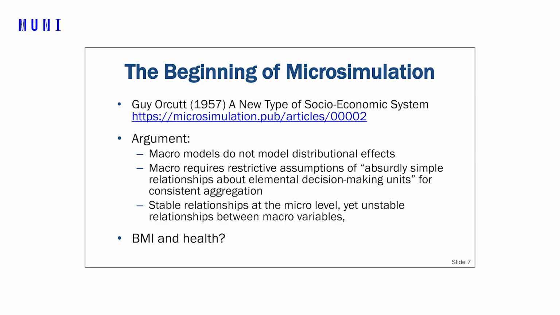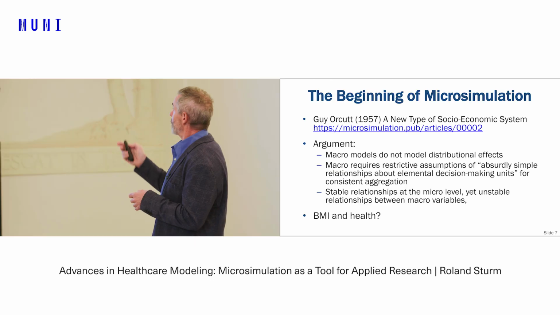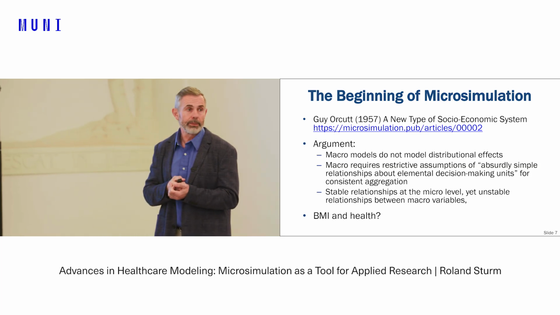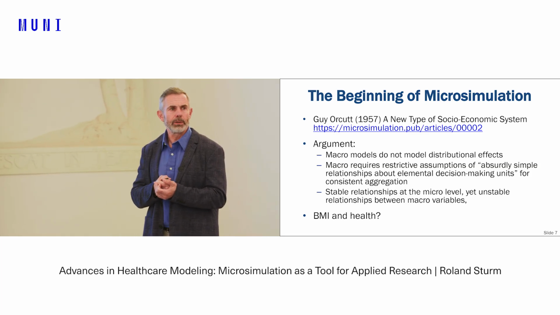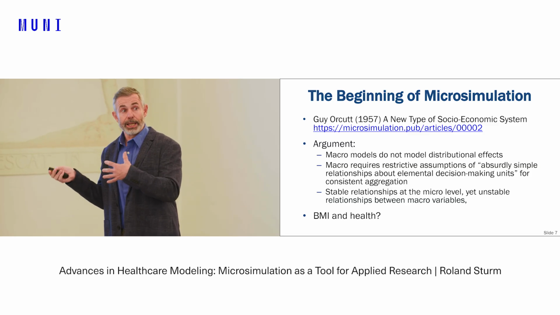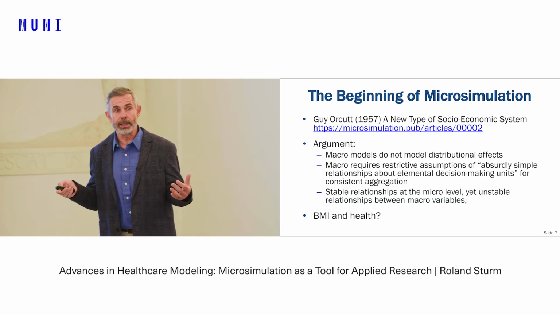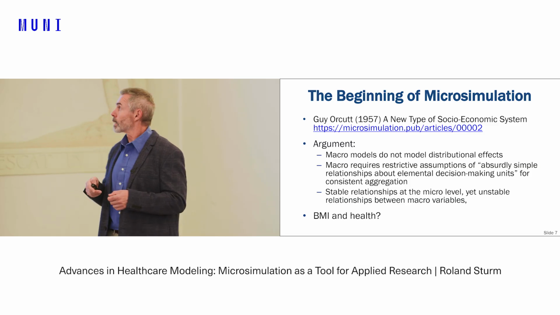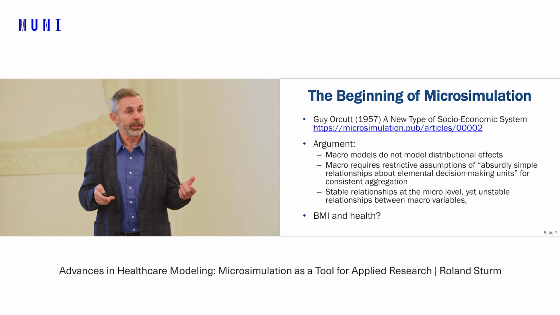If you've never heard of microsimulation, the classic paper is Guy Orcutt, 1957. So computing aside, this is not a brand new idea. Here's the reference. He called it a new type of socio-economic system. He was at the Urban Institute. Surprisingly, a lot of the simulation type models don't come from universities. They come from think tanks. Guy Orcutt was at Urban. Tom Schelling was at RAND.